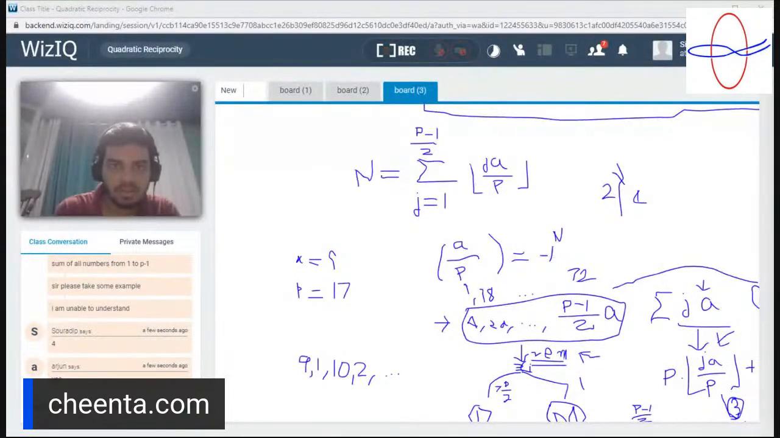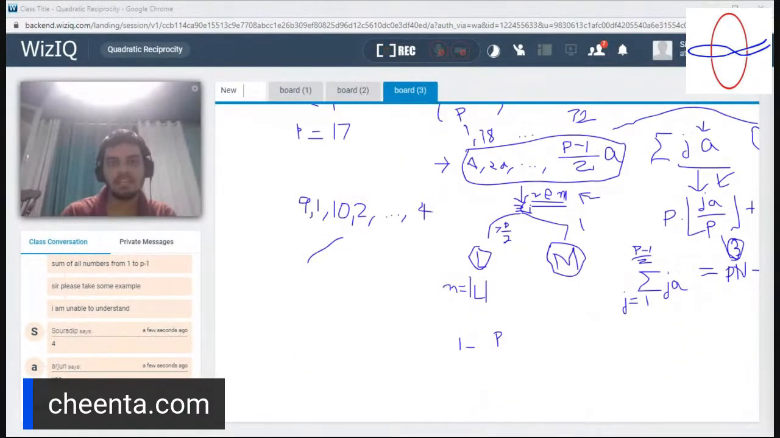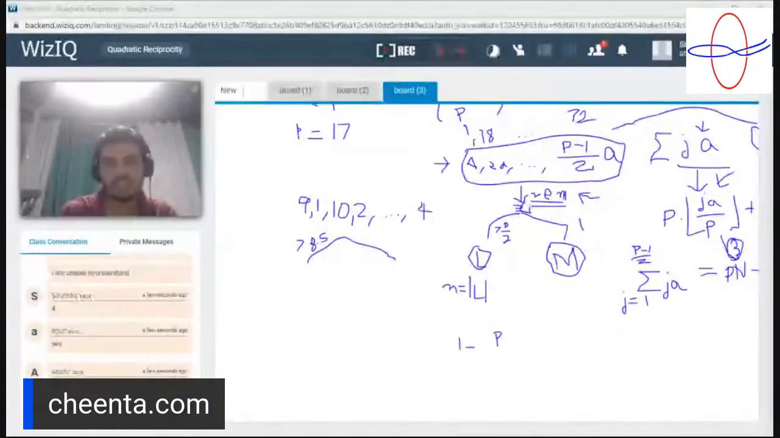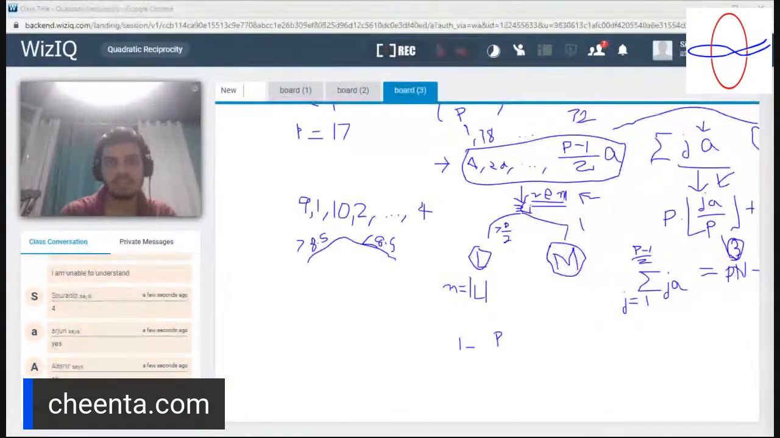Right, so if this is fine with you, then what we further do is we divide these numbers into whether they are greater than 8, 8 being p minus 1 over 2, 8.5 to be exact, or whether they are less than 8.5. And this gives us the L's and the M's.